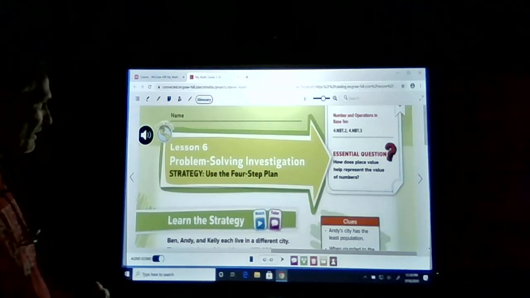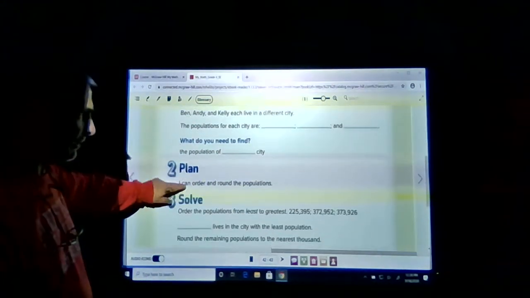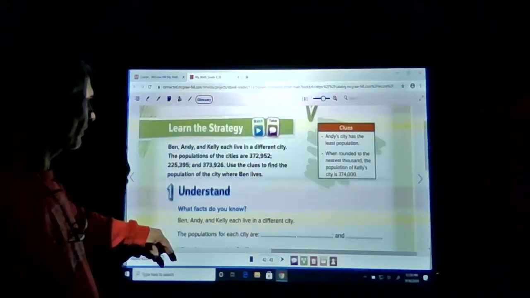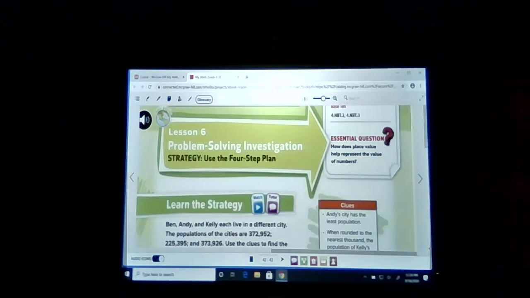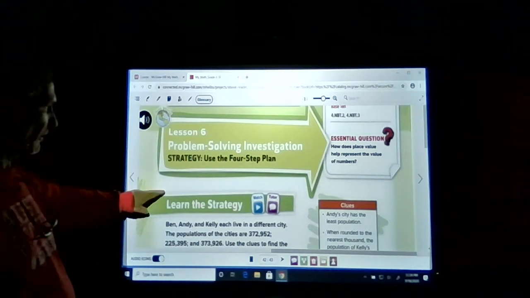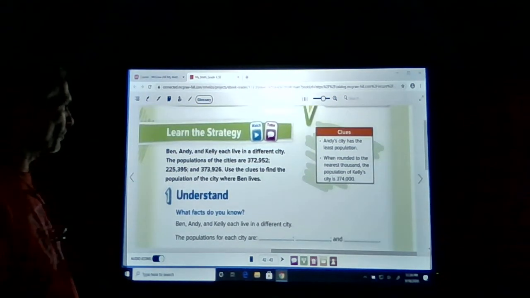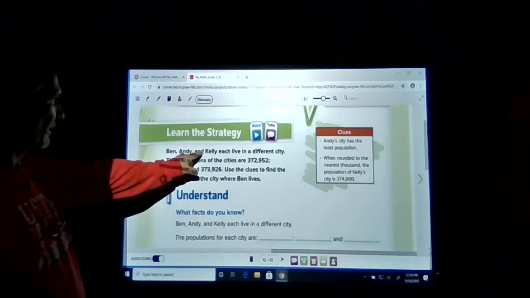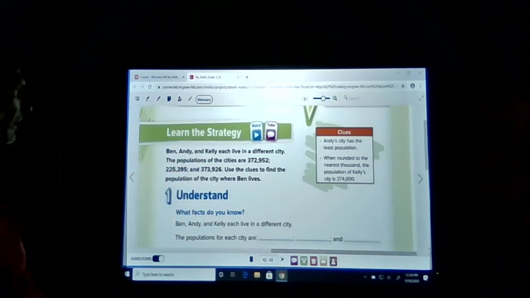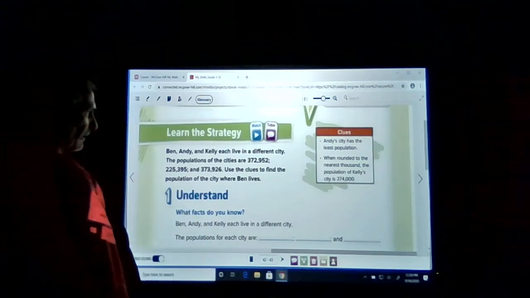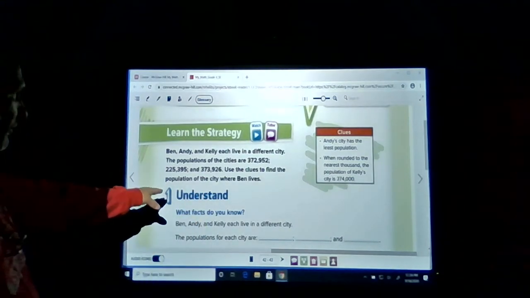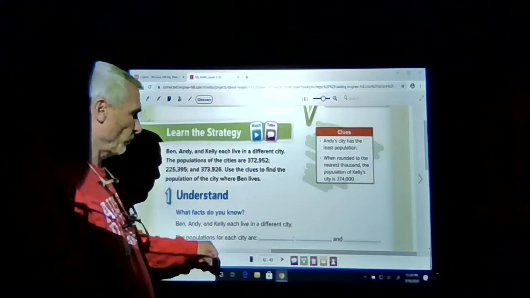So lesson 6, page 43. Yep, page 43. And scratch paper. So have that ready and let's get started and let's take a look at the first one. We have Ben, Andy, and Kelly. So we have 3 people and they each live in a different city. So 3 people, 3 cities. Here's the populations and we're going to use the clues to find the population of the city where Ben lives.